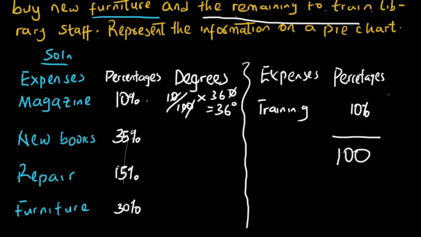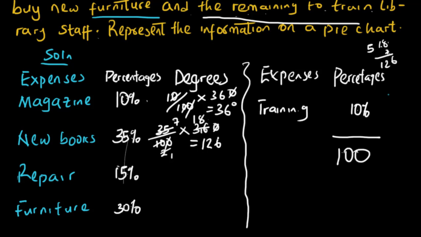Do you get this? Next we have 35 over 100 times 360. So here we have 0 cancel 0, 5 here 7, 5 in 10 is 2, 2 here 1, 2 in 3 is 1, remainder 1, 2 in 16 is 8. So we have 7 times 18. And if we do it here, 7 times 8 is 56, 6 carry 5, 7 times 1 is 7, plus 5 is 12. So we have 126 degrees.